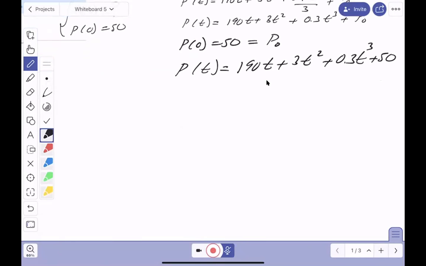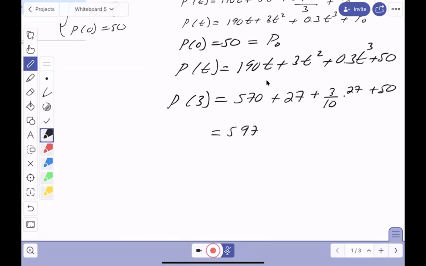Now, what do they want to know? They want to know P of 3. We'll look at the key later. What do you have there? 190 times 3. That's 300, 270, 570. Again, 3, so that's going to be 27. And this is going to be 3/10, and that's going to be 27, right? Plus 50. Oh, let's see, I don't make any mistakes over here. So 570 and 27, 597. It's going to be 81/10, which is 8.1, plus 50.